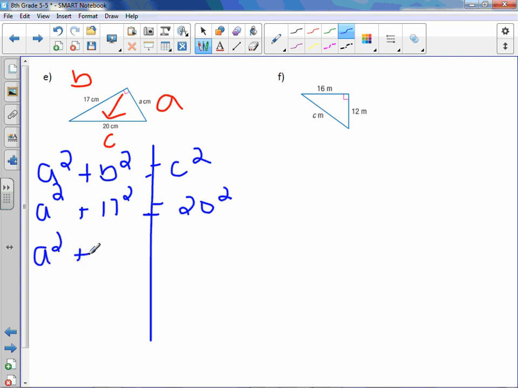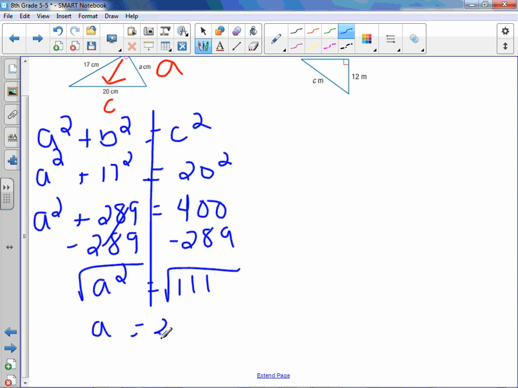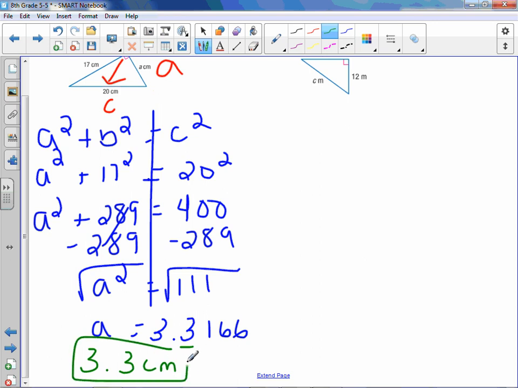A squared plus 17 squared, which is 289, equals 20 squared, which is 400. Subtract 289 from both sides. We get A squared equals 111. Take the square root to get A by itself, and we get A equals 3.3166. Rounded to the nearest tenth is 3.3 centimeters.